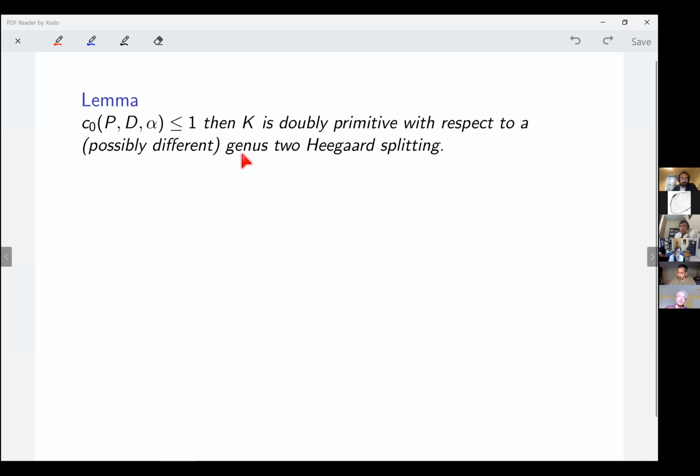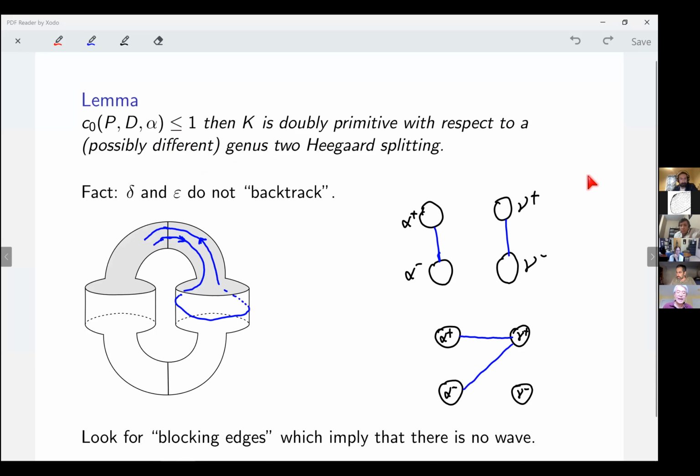We can do a stabilization and a destabilization, and we can find possibly a different genus 2 Heegaard surface so that K is doubly primitive. So for very small complexities, this K is doubly primitive. And also there's some nice observation. For example, this delta and epsilon do not backtrack. So this is an example of a backtracking.